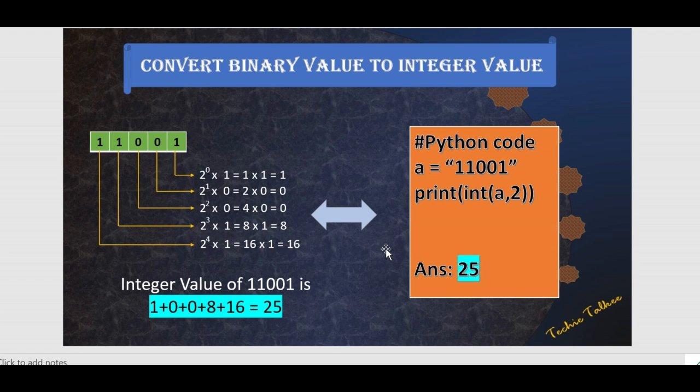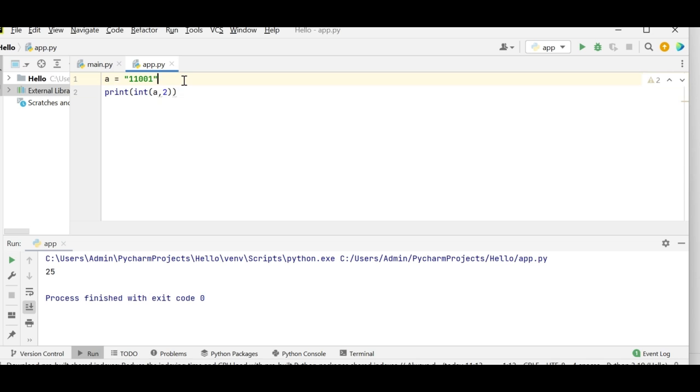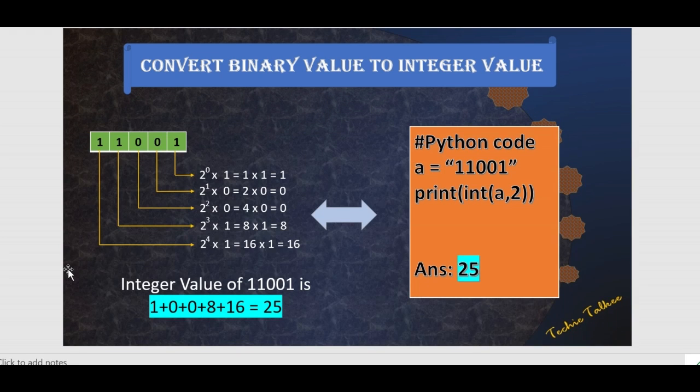In Python, we can retrieve an integer value from the binary value using the int function and by passing the base 2. As you can see here, I have the binary value which is 11001, which I am assigning to a variable a, and then I am printing the value of the corresponding integer. So it will be int of a comma 2. When I execute this code, I can see that 25 gets printed.